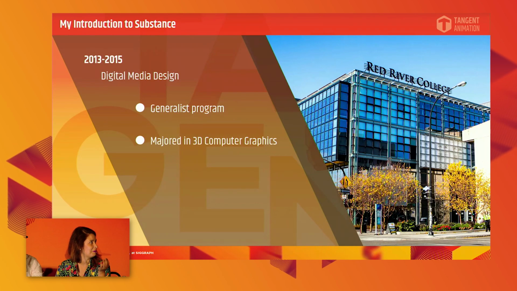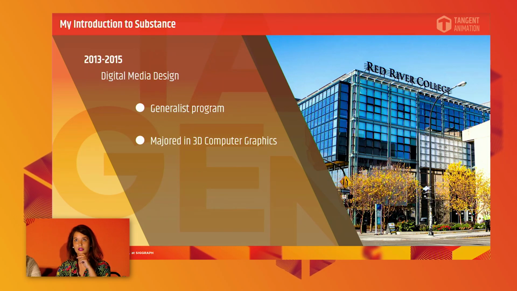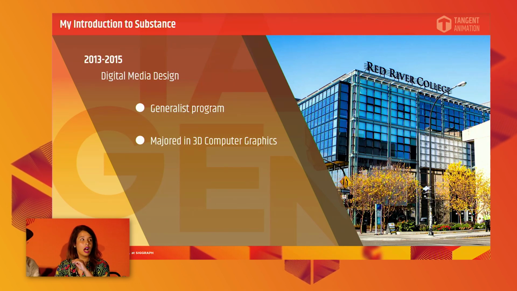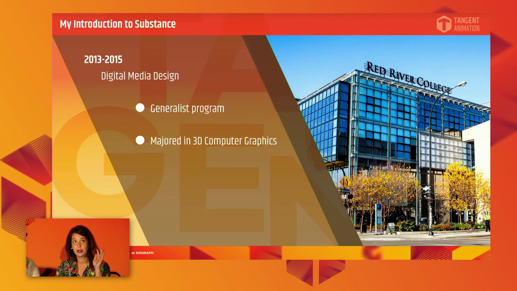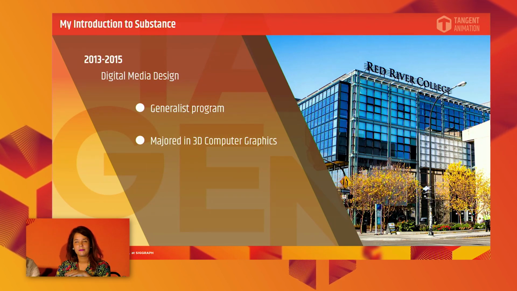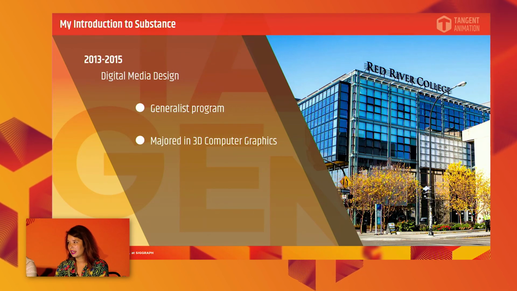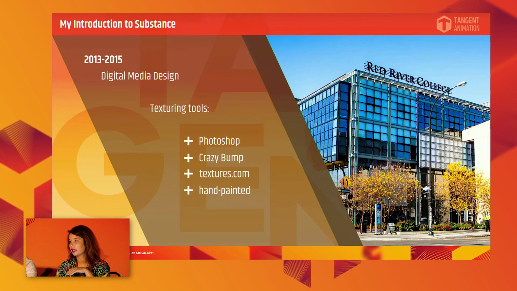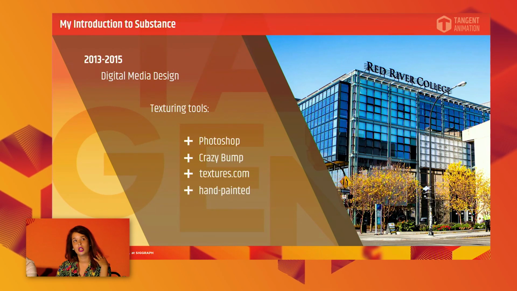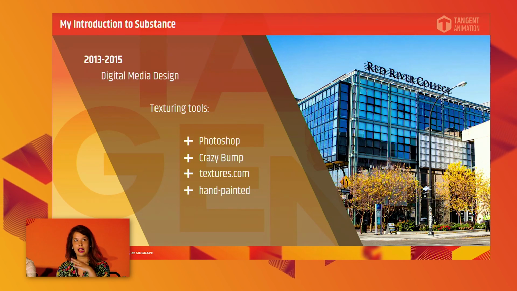So a bit about me. I got into 3D doing a 2-year generalist program for digital media design in Manitoba. So it covered a bunch of things: graphic design, video and motion graphics, web development, and 3D, which is the reason I took it. And during that time, textures were done primarily with Photoshop, Crazy Bump, textures.com, but prior to having scans and that in it.